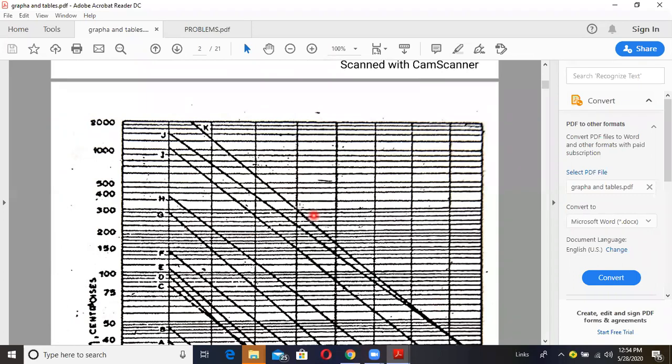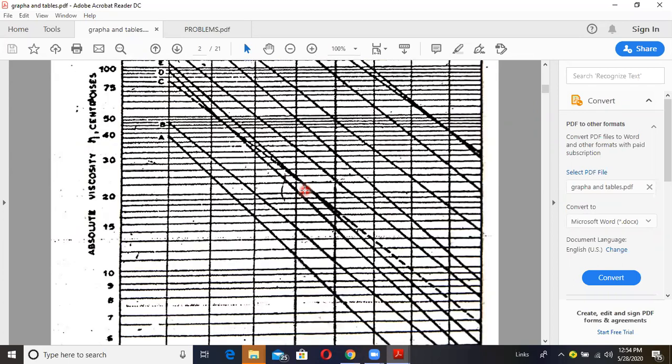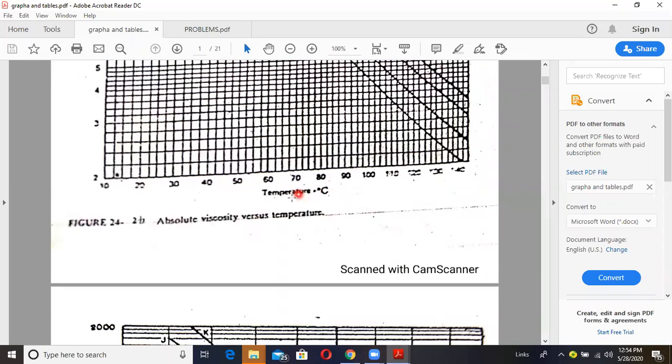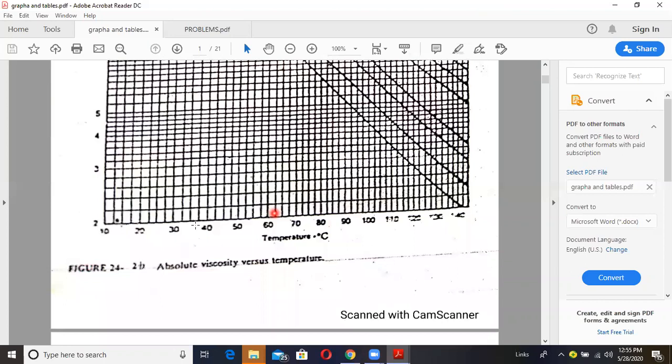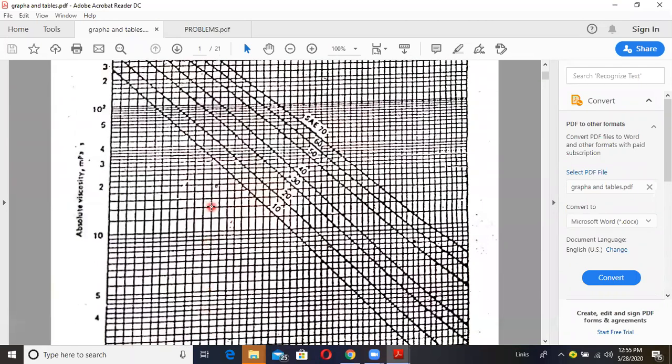This is one method, by finding the letter and using temperature. There is another figure to calculate mu, that is by using temperature and the type of the oil. See, first is 70, 60, 50, 40, 30, 20, 10. Now you see the operating temperature is 40. This is the curve. Move upward until it touches SAE 60.